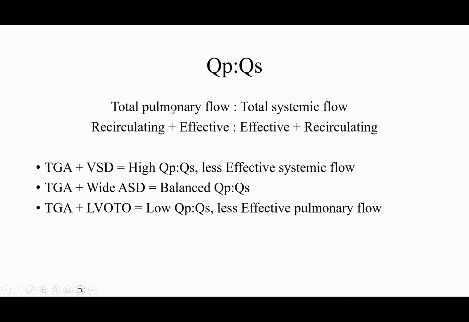The QP:QS, the total pulmonary flow to the total systemic flow, is composed of the recirculating blood flow plus the effective blood flow. In a TGA with a VSD, high QP:QS, less effective systemic flow. In a DTGA with a wide ASD, balanced QP:QS. In a DTGA with an LVOT obstruction, or otherwise you can call it a subpulmonic stenosis, low QP:QS, less effective pulmonary flow. So the patient becomes cyanosed.